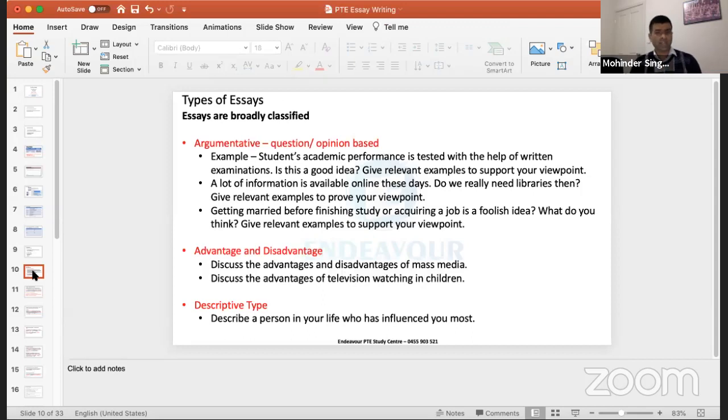So there are so many other words. Academic performance is a word. Good idea is a word. Relevant is a word. Viewpoint is a word. But these are not the right words. The main word here is written examinations. So should people be tested with the help of written examinations or not? Basically, that's one of the essay topics which is being asked lately.